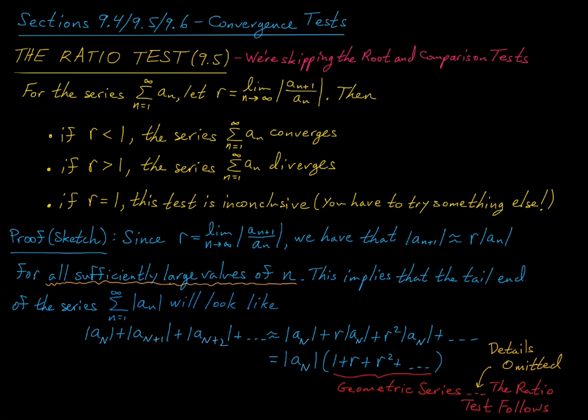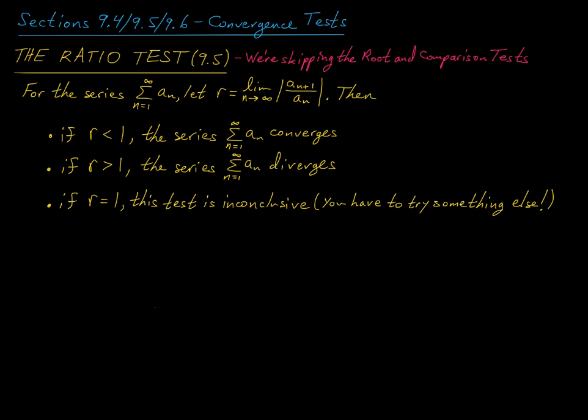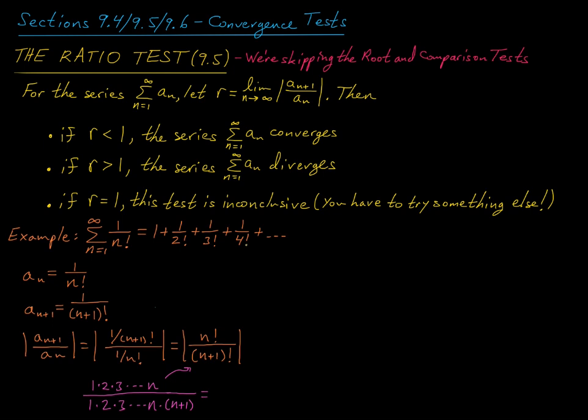All right, so now let's go ahead and look at an example. So let's look at the series where we're summing 1 over n factorial, and here n starts at 1. So 1 plus 1 over 2 factorial plus 1 over 3 factorial, and so on. So here, a sub n is just 1 over n factorial. So a sub n plus 1 is 1 over n plus 1 factorial. And so if I look at this ratio, I'm looking at 1 over n plus 1 factorial over 1 over n factorial, which simplifies to n factorial over n plus 1 factorial.